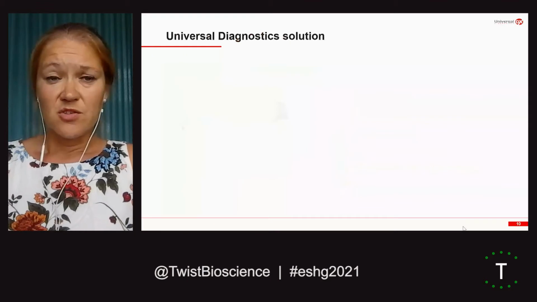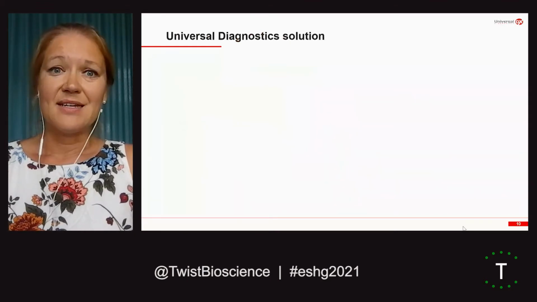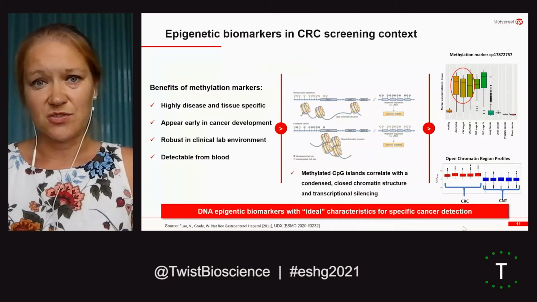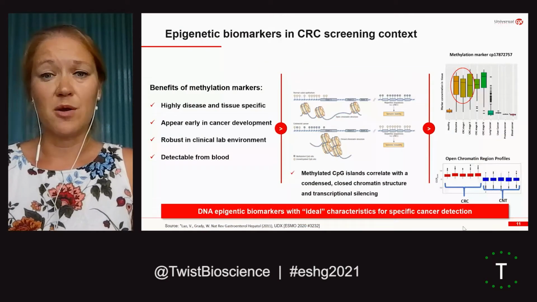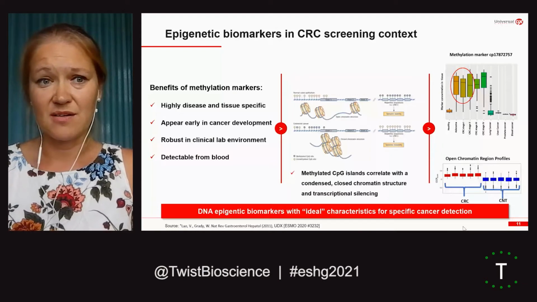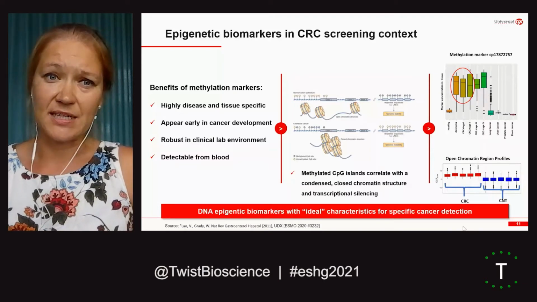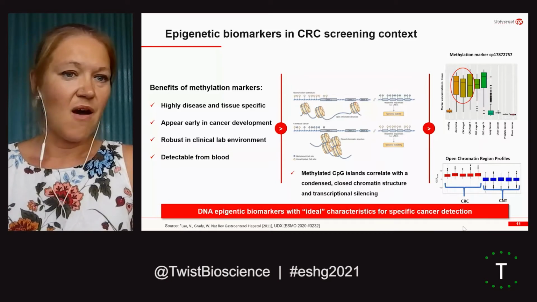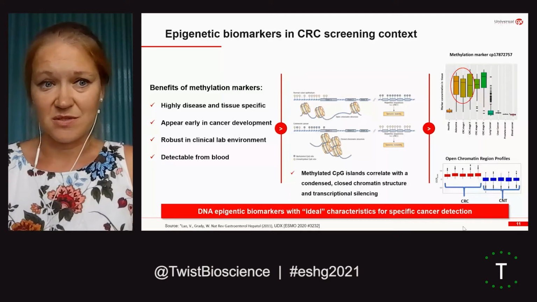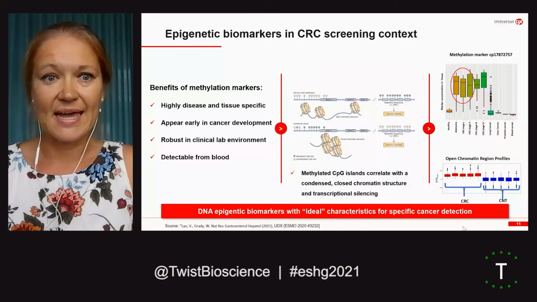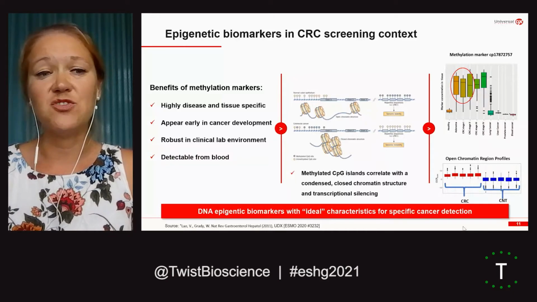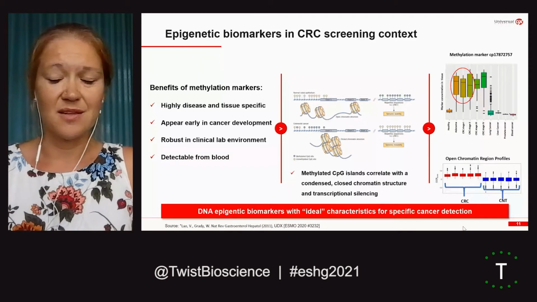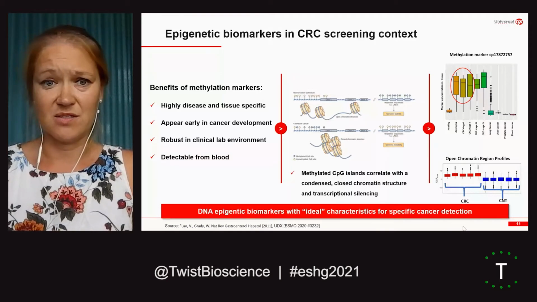So that's where Universal Diagnostics comes into play, and we are working on blood-based solutions for early detection of CRC, and the biomarker targets that we are mainly looking at are epigenetic biomarkers, first-hand methylation markers, because they are highly disease and tissue specific. They appear early in the cancer development, and it's quite robust to measure them in a clinical lab environment. And of course, the point that you can detect them from blood is important.